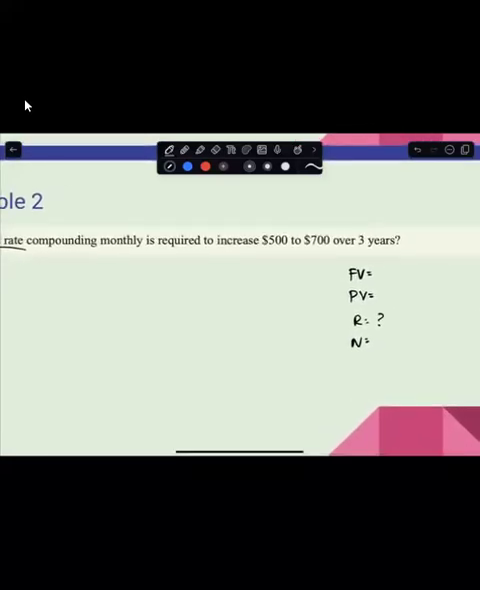My present value, it says here, compounding monthly. So I'll circle monthly and write down, well, there are 12 months in a year, is required to increase $500 to $700. So my present value is $500 because that's how much I started with. And at the end, I should have $700 over the time period of 3 years.